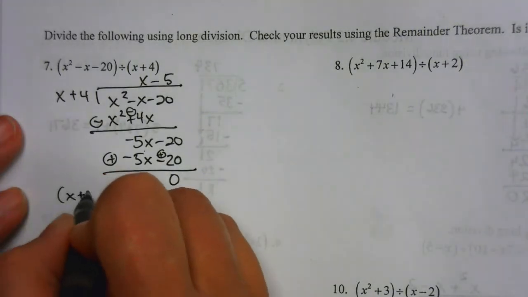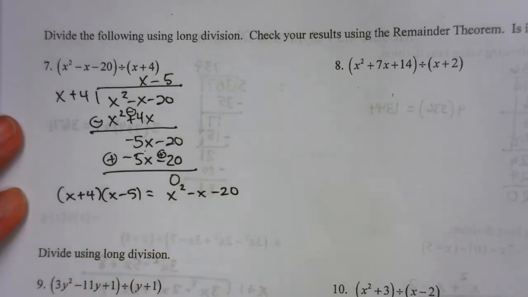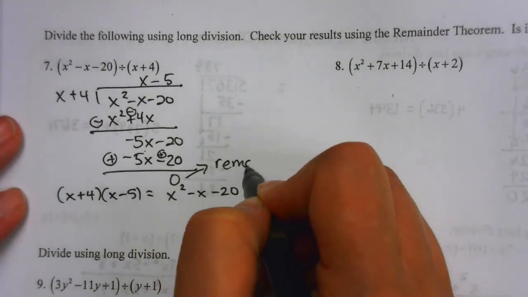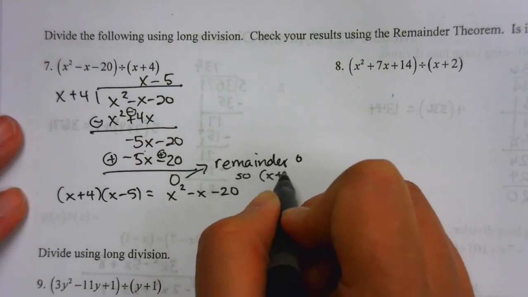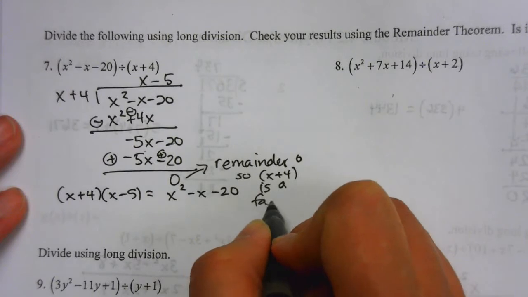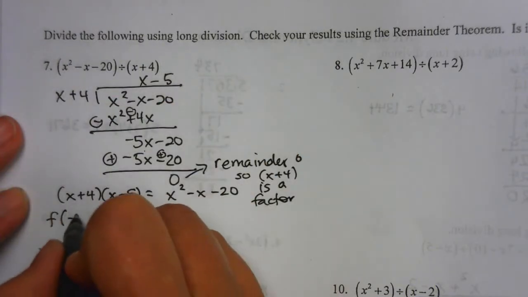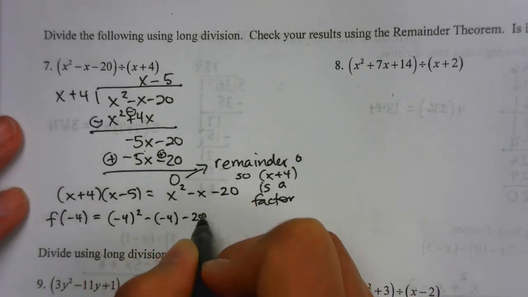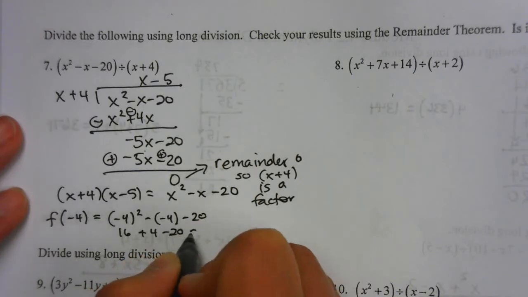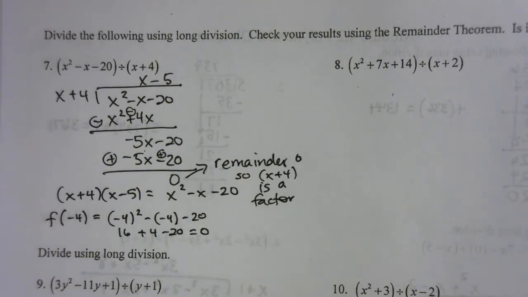So we're writing it as x plus 4 times x minus 5 is equal to our x squared minus x minus 20. Again, that remainder was 0. So x plus 4 is a factor. And you can prove that by evaluating your function at what makes that 0, which is going to be negative 4. So I have 16 plus 4 minus 20. That gives me 0. So when I evaluated the function at negative 4, I did get a 0, meaning that it is a factor, because my remainder was 0.